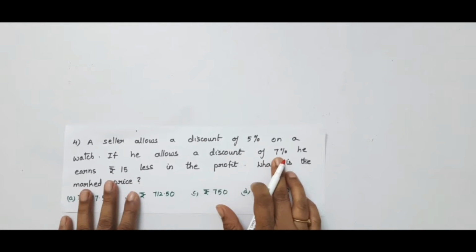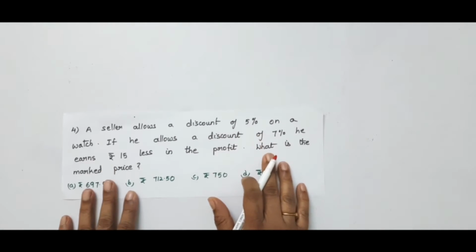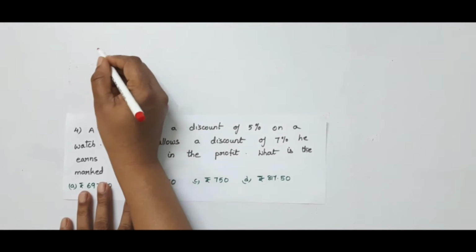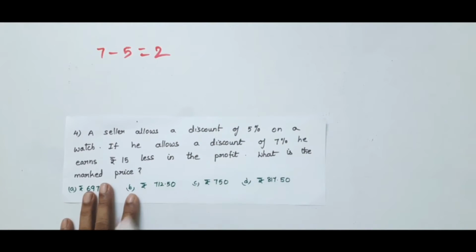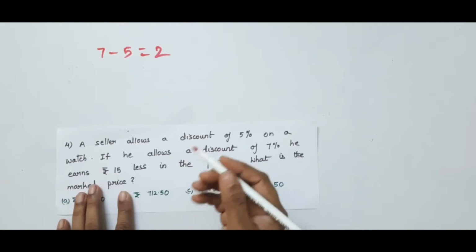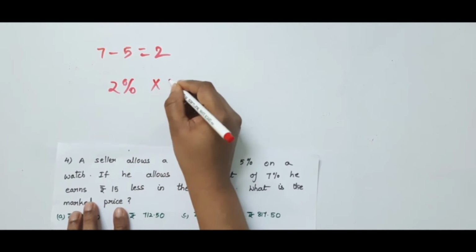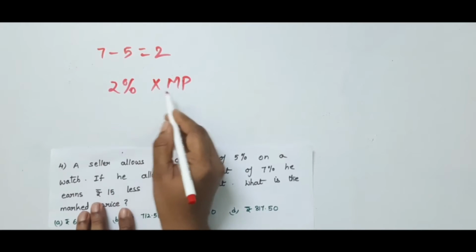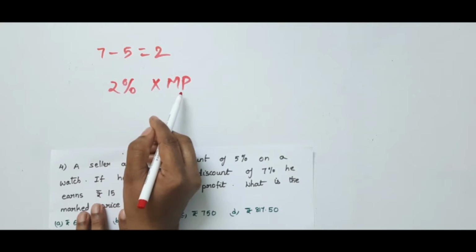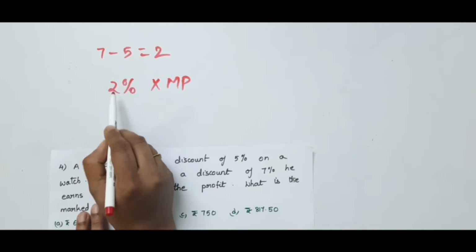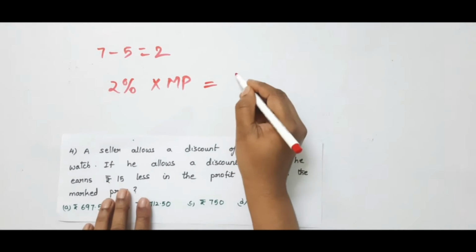So what is the final discount, how much more discount did he give? It is nothing but 7 minus 5. 7 minus 5 is 2, is it not? So he gave 2% more discount on the watch. So that is 2% into the market price. If the discount is on the selling price, you subtract 100 minus the discount. If it is on the market price, just multiply the discount percentage by the market price and equate it to the amount they have given, that is 15.